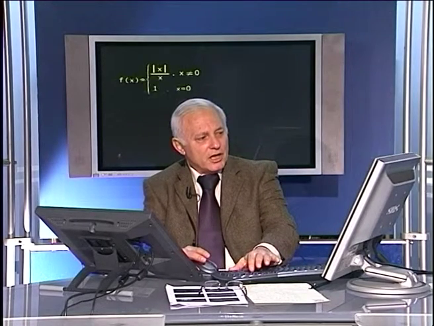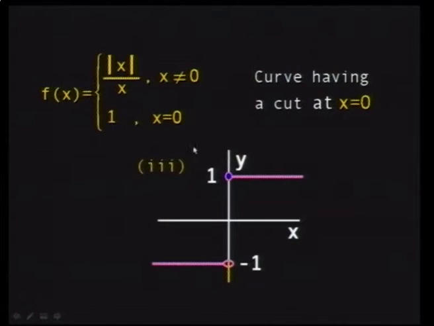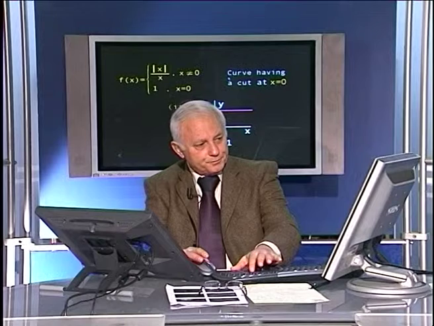Now we have a third type of discontinuity. This curve is equal to modulus x over x when x is not equal to 0. It's equal to 1 at x equal to 0. So it's assigned a value 1 at the point x equal to 0, but there is a jump here somewhere. It was equal to minus 1 all the time, and then it jumped to 1 afterwards, so this is the third type of discontinuity.